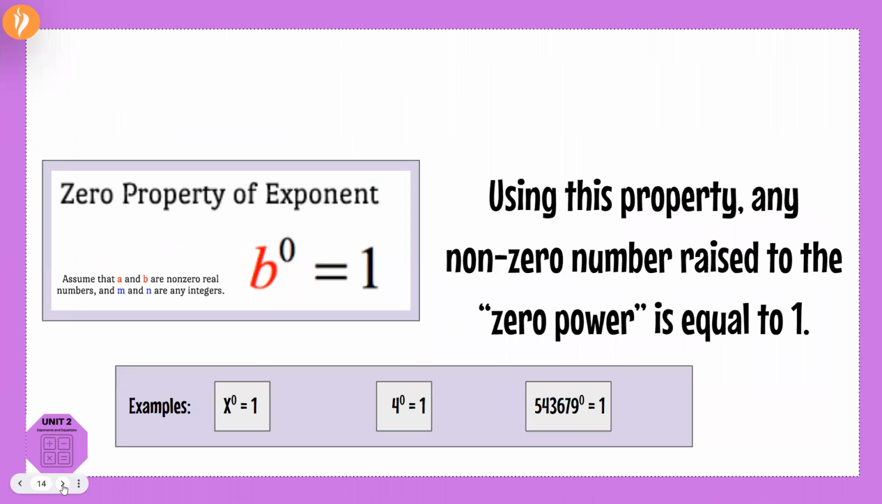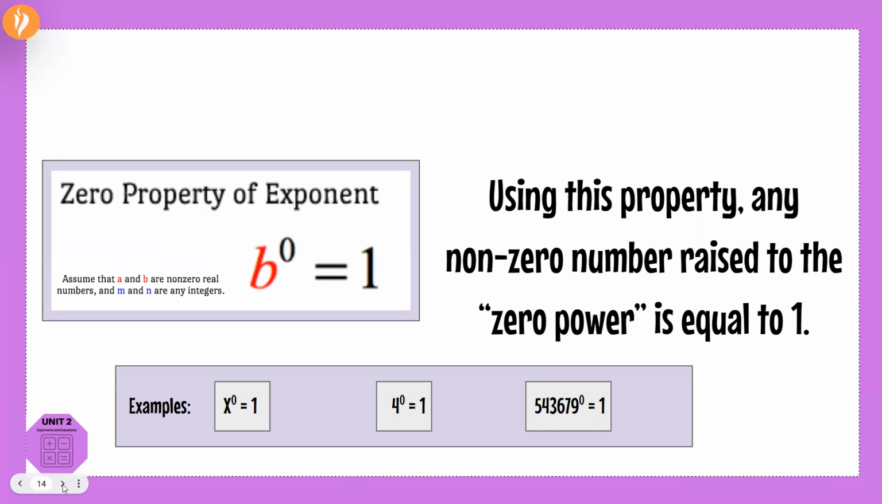All right, so one of the properties I want you guys to know is that any variable or number raised to the 0 power is equal to 1. So x raised to the 0 power is 1. 4 raised to the 0 power is 1. A huge number like 543,679,000 raised to the 0 power equals 1.